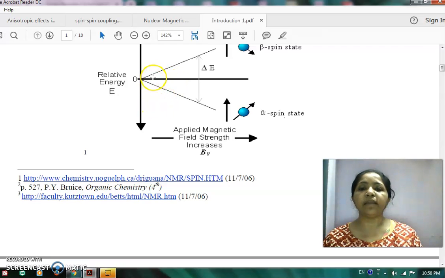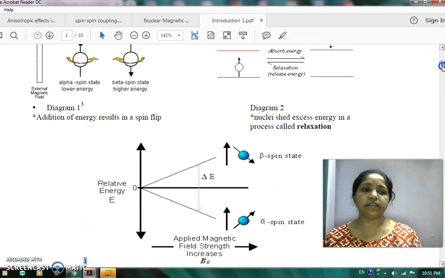If the applied magnetic field is very small, suppose this is the value, this is the 0 mark, and as we go to the right hand side, we see that the applied magnetic field increases. If the applied magnetic field is this much, the energy gap is this much. And if the applied magnetic field is this much, the energy gap increases. So this depends on the applied magnetic field.